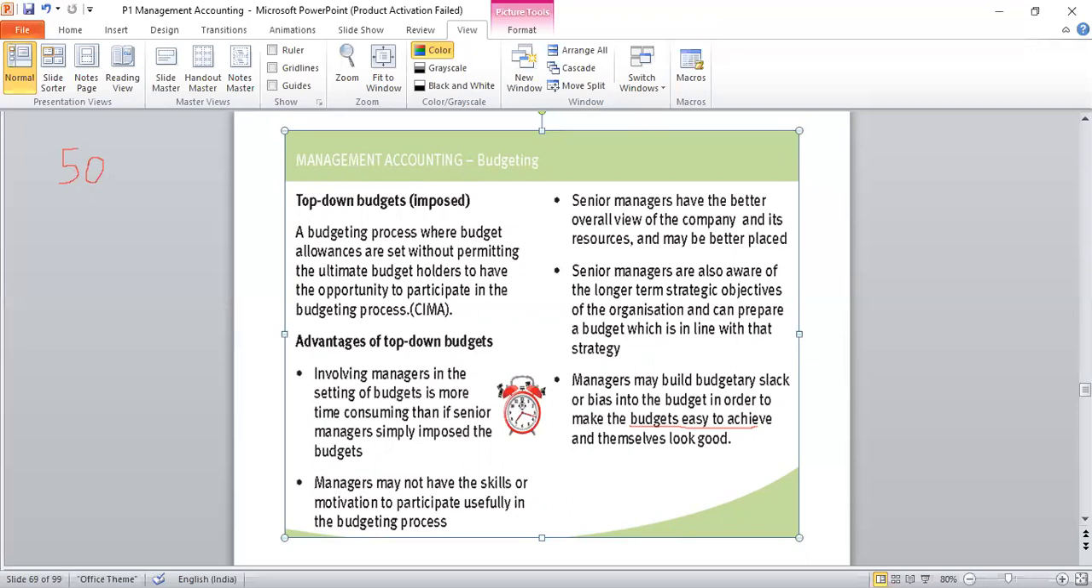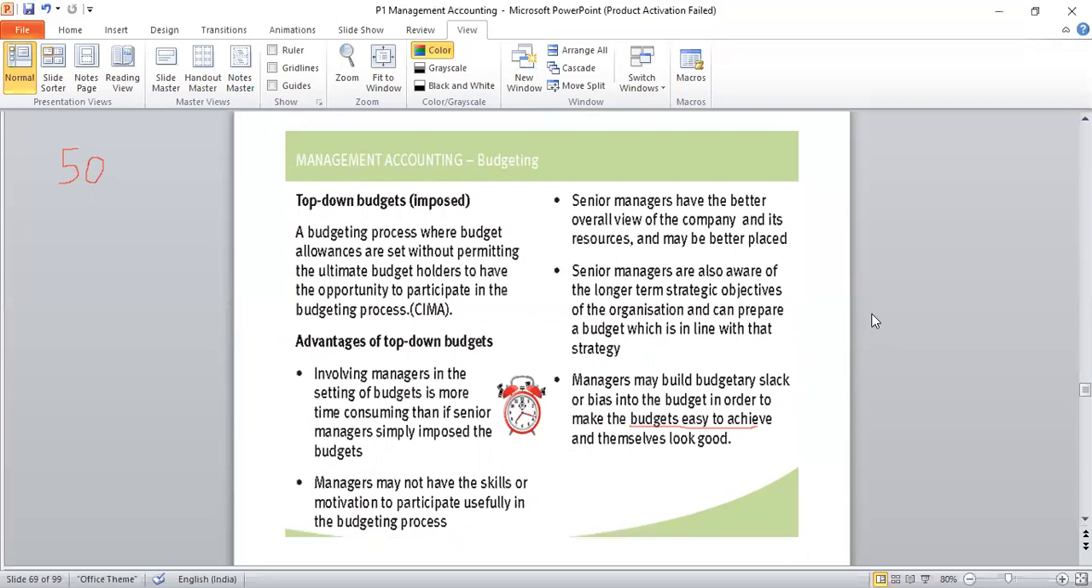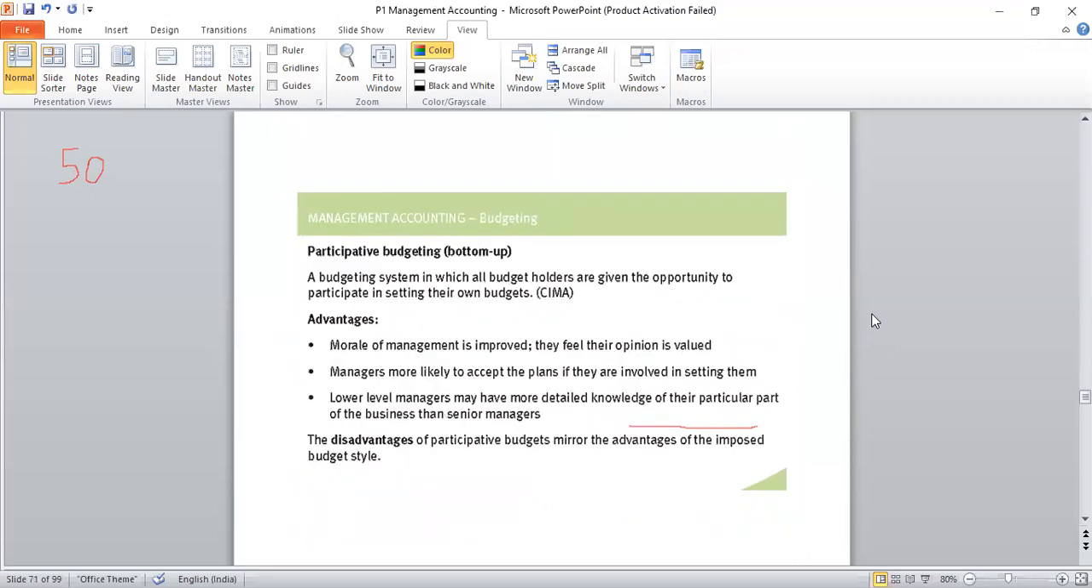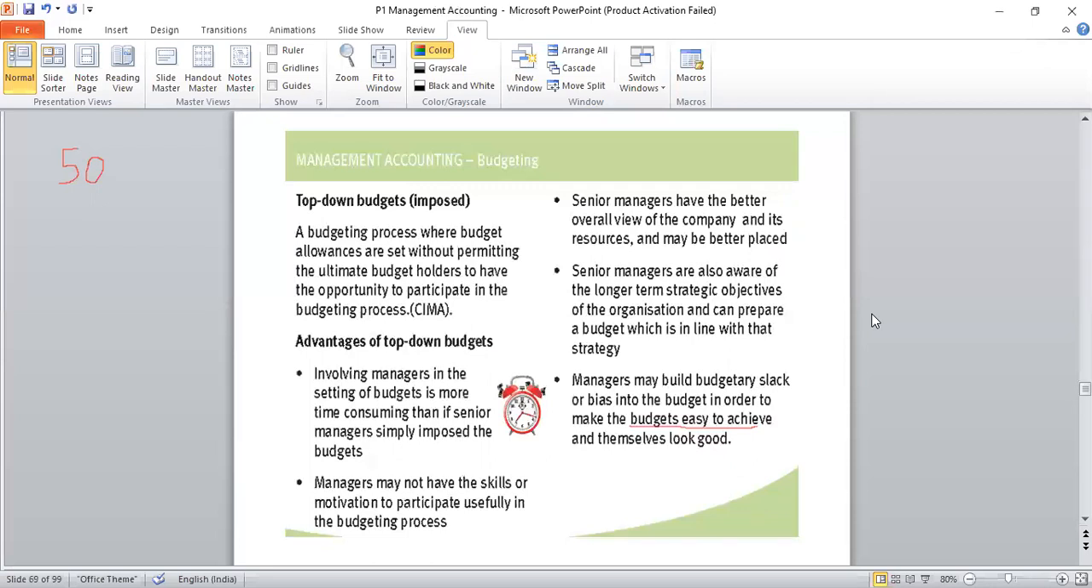Budgets are prepared in two different ways. Here we see that it is top-down budget. Then we also have another one which is called bottom-up, or also called participative budget. So in today's class we will do these two types of budgets, and we'll end the class here. The first one is top-down.